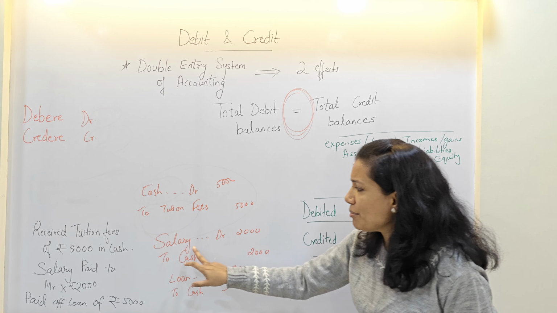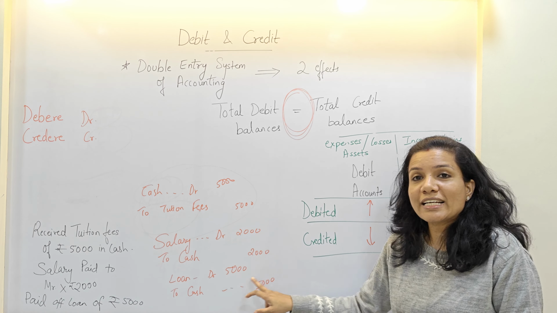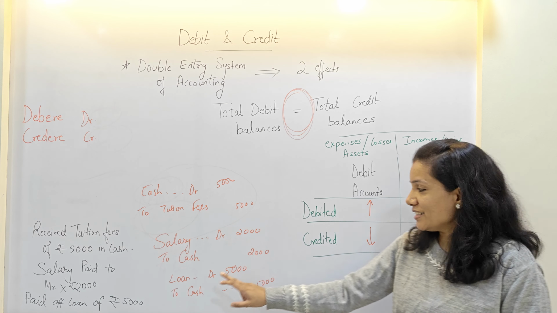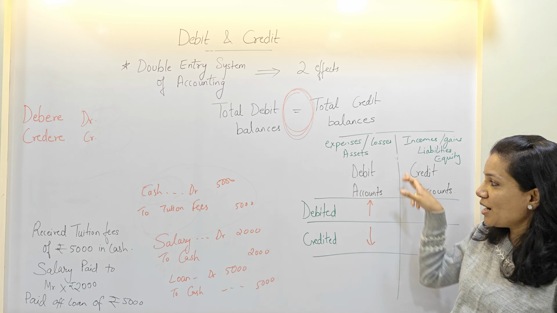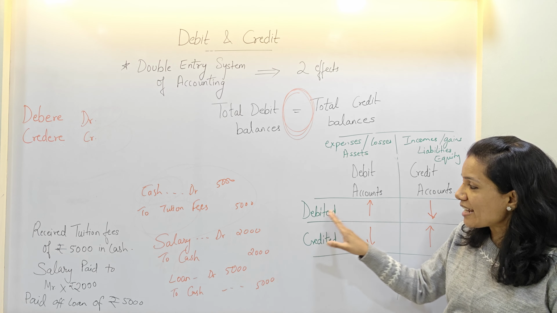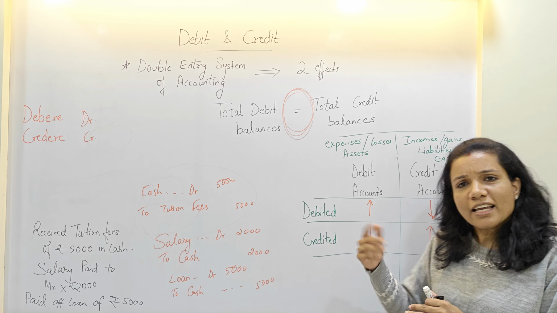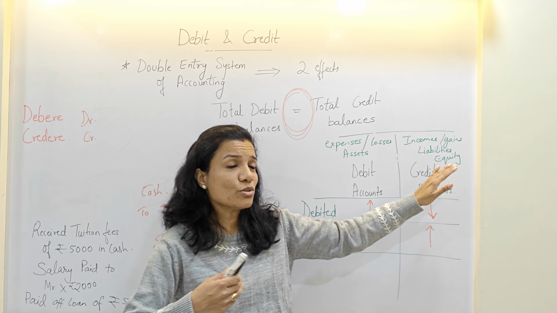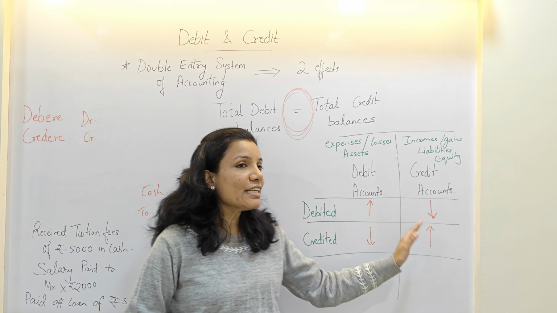Here we are making payment. Salary paid, cash is going out of the business. Loan paid, cash is going out of the business. Cash is credited, asset credited, balance goes down. So all the debit accounts, when debited, increase, and when credited, they will decrease. Exactly opposite, the liabilities, incomes, gains or equity, those are the credit accounts. They will decrease when debited and increase when credited.